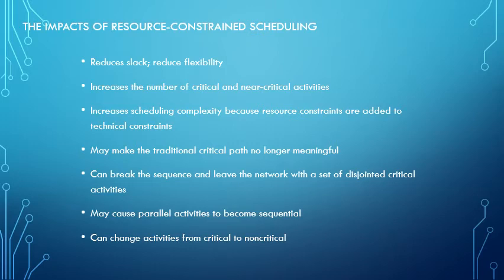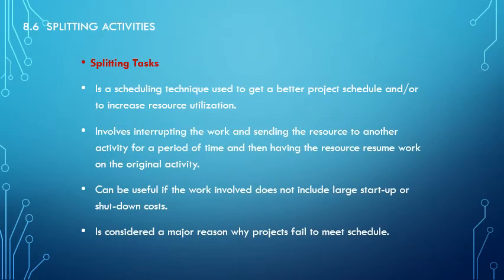It can break the sequence and leave the network with a set of disjointed critical activities. It may cause parallel activities to become sequential, so activities we're going to do at the same time, now we can't, and can change activities from critical to non-critical. So something that seemed like it was going to be the concern of the project before, now is not, because other things have taken priority and focus.